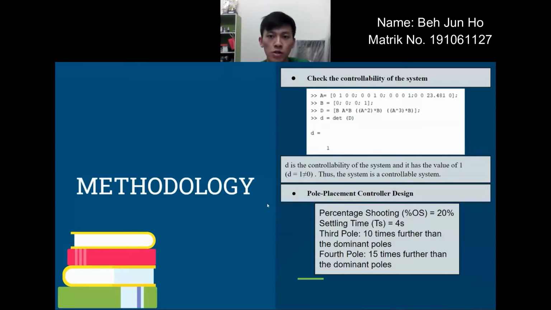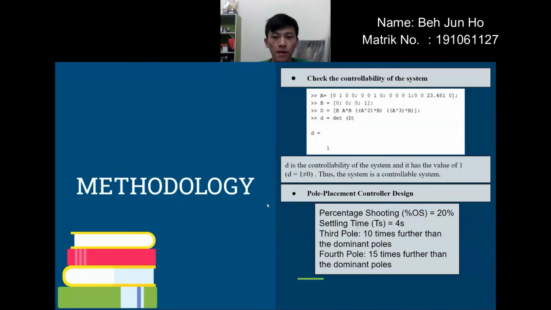I'm going to explain the methodology of this mini project. Firstly, we're going to check the controllability of the system. We're going to use the state space in the PVF form, and we input the matrix A and B into MATLAB, and we generate the equation and the formulas to calculate the controllability. So the answer is 1 and not equal to 0. Thus we can conclude that this system is a controllable system, and the pole placement controller is able to be applied onto this system.